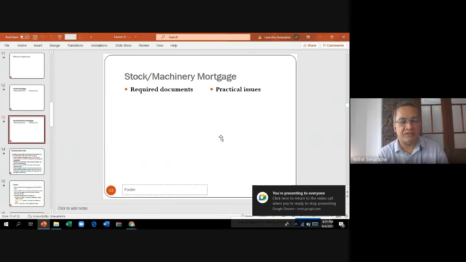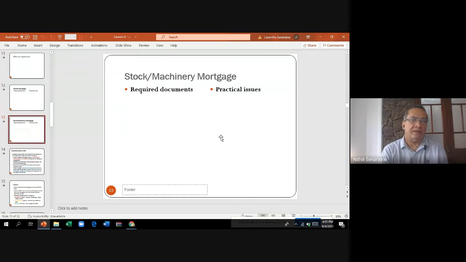Right. Stocks and machinery I have taken together because they have a common type of issues. Stocks, the documents that you have to get, in addition to the loan and the OD documents, depending on the facility, you have to get the stock mortgage. Write down a few small points. Stock mortgage, stock valuation, inspection, full insurance. Once again, since it's a stock mortgage or a machinery mortgage, you have to register within 21 working days at the land registry.